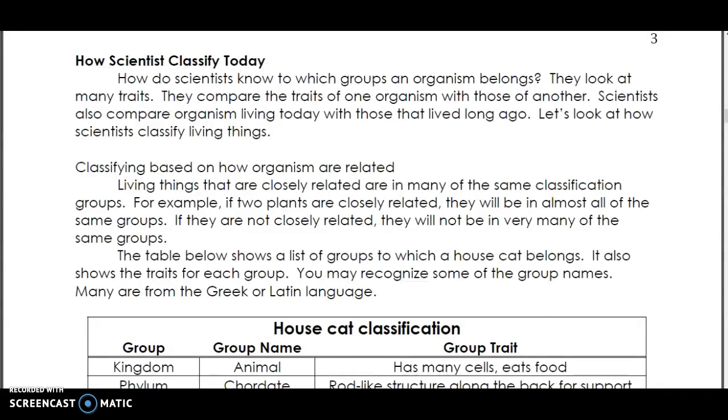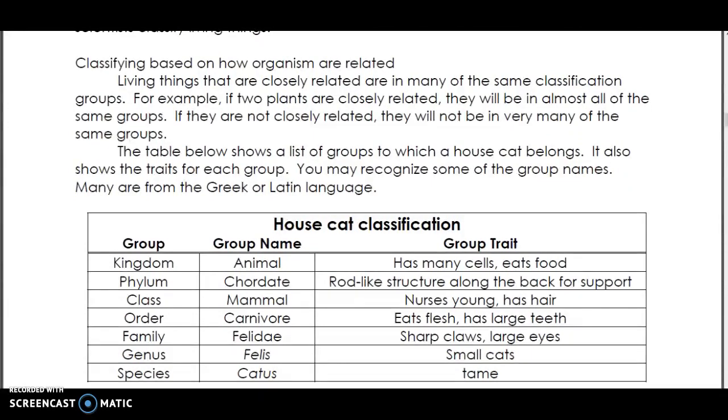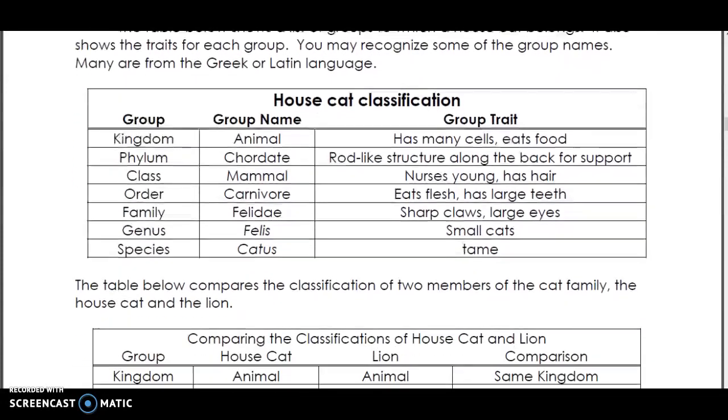Classifying based on how organisms are related. Living things that are closely related are in many of the same classification groups. For example, if two plants are closely related, they will be in almost all of the same groups. If they are not closely related, they will not be in very many of the same groups. The table below shows a list of groups to which a house cat belongs. It also shows the traits for each group. You may recognize some of the group names. Many are from the Greek or Latin language.